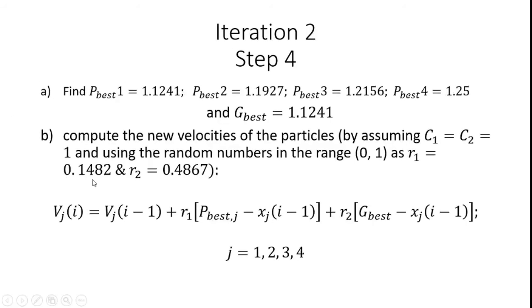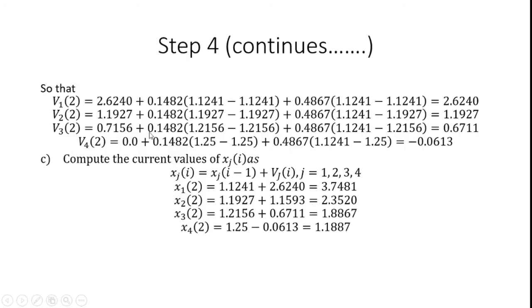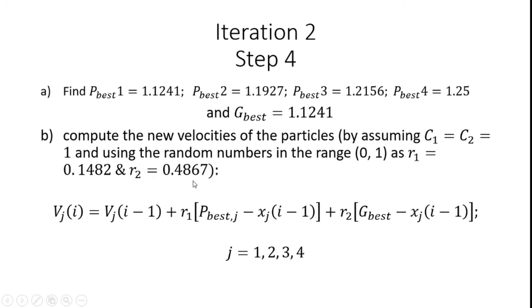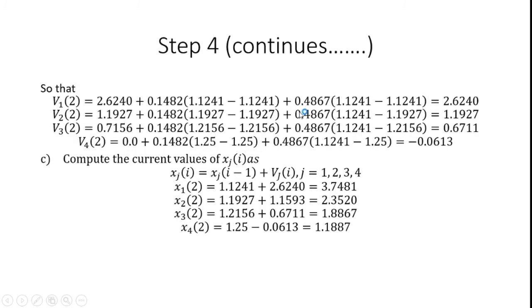Here I generated the random number R1 with the aid of a calculator as 0.1482. So I utilize the 0.1482 and choose the previous x1 point, 1.1241 minus, here also the same point 1.1241, plus the second random number I generated with the aid of a calculator as 0.4867. So I substitute the value here: 1.1241 is the previous x point, and minus the same G best value, 1.1241 minus the previous x point, 1.1241. So I got the next particle velocity as 2.6240.